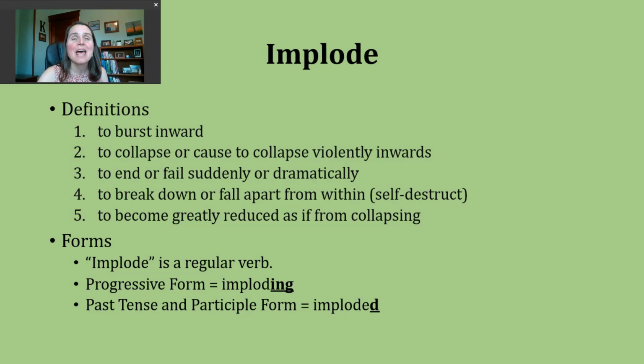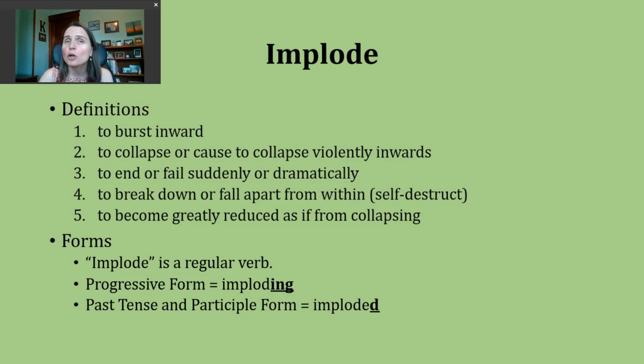But for now, you should know that implode is a regular verb. To make our progressive form of this verb, we're going to drop the E on the end because we have a verb that ends in the pattern vowel consonant E. We're going to add our ing, and that forms imploding. The past tense and the participle form of our verb can be made by just adding the letter D, since this verb already ends in an E.